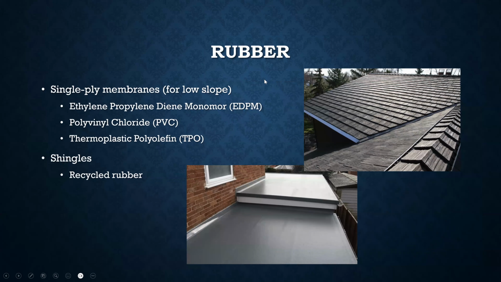Here's an example of a rubber roof in the top right photo. What you're seeing is the recycled rubber shingles. That's what they look like. And the basic premise is they just take a bunch of rubbers that can't be recycled, like tires and things like that, and they manufacture them into new products.